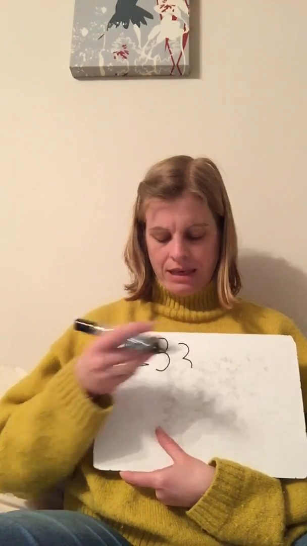Okay, we're going to do number 3 now. Start at the top, starts the same as a 2, but this time you go curl round, curl round. Just make sure when you do that bit that you're not leaving a big gap, it needs to go back on the same line, so it's not like that. You go back over the line that you're doing for a 3.